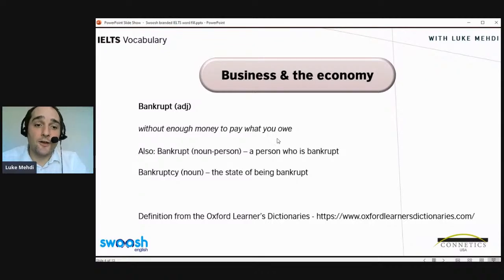So our first word on the list, bankrupt, as an adjective: without enough money to pay what you owe. So if you are bankrupt, you can't afford to pay all the money, and unfortunately, there will be legal consequences. You can also use this as a noun to describe a person, and the state of being bankrupt is bankruptcy.